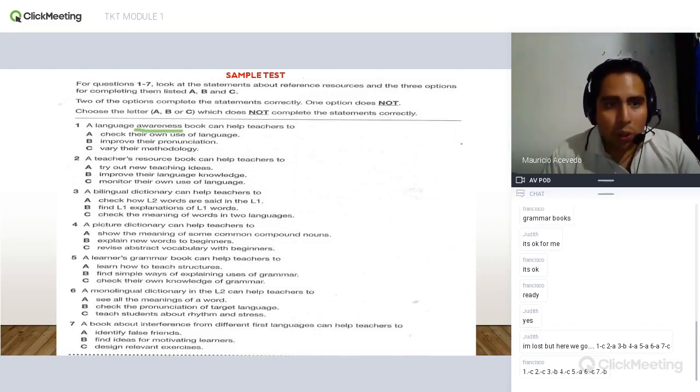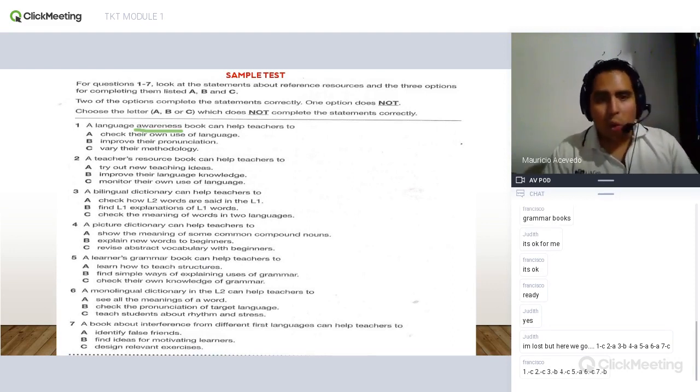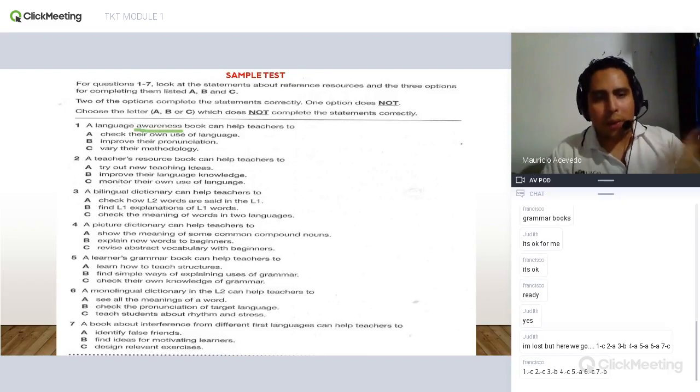Number five, you wrote A, learn how to teach structures. I agree with you. But in this case, a learner's grammar book, I don't know, because it can also help you to know how to explain it. Practice it, yes. Know what you know, of course, but maybe it can also help you. I explained that to you at the very beginning, but don't worry, we will check.